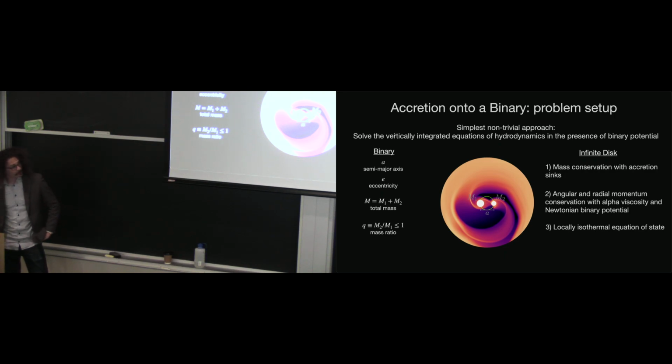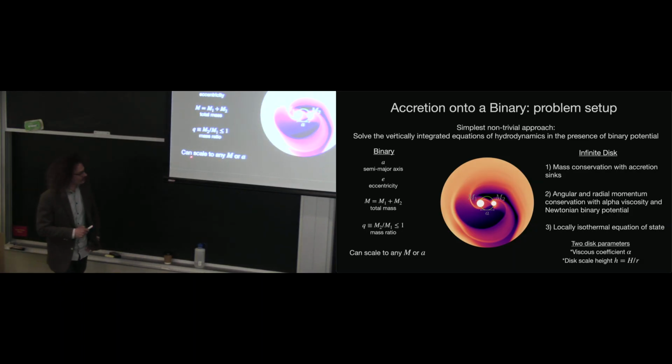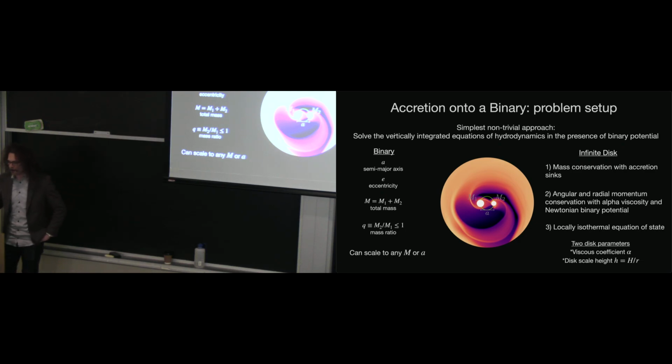And I can show you movies where this is done with MHD later. We were talking about MRI earlier. All right. These choices actually simplify this problem quite a bit in the sense that we have 2 disk parameters, the viscosity parameter and a scale height, which tells you how thin it is and how important pressure is. And really only 2 important binary parameters now because we can scale out the mass and the semi-major axis. So it's really just the eccentricity and the mass ratio which change the dynamics of this problem.